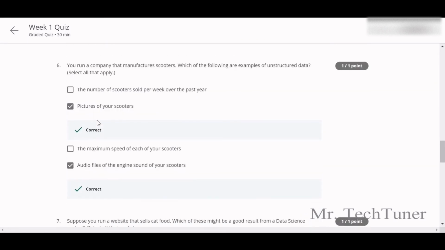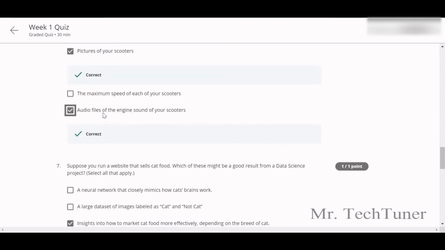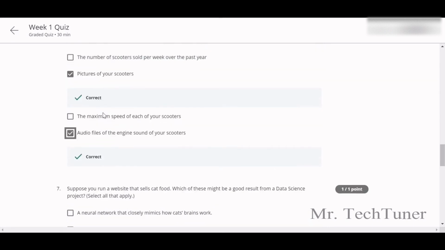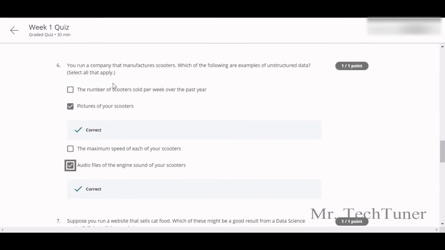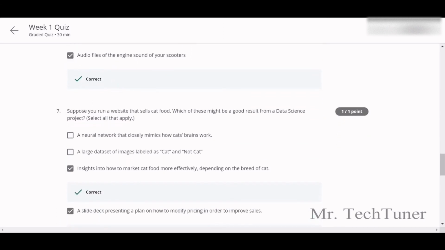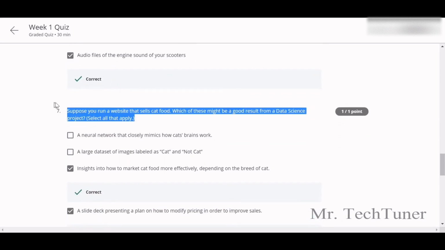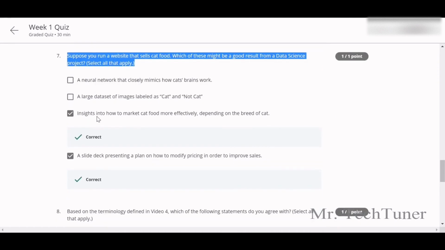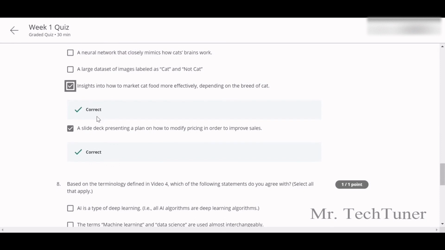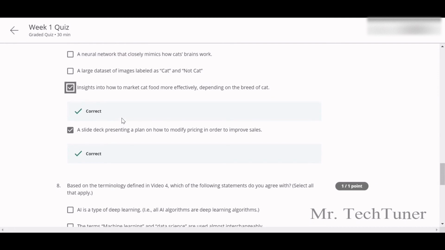Okay, six. You run a company that manufactures scooters. Which of the following are examples of unstructured data? Pictures of your scooter and audio files of the engine sound of your scooter. These two will be the main unstructured data. Okay, so number seven, suppose you are running a website that sells cat food. Which of these might be a good result from a data science project? Insights into how to market cat food more effectively depending on the breed of cat, and a slide deck presenting a plan on how to modify pricing in order to improve sales.